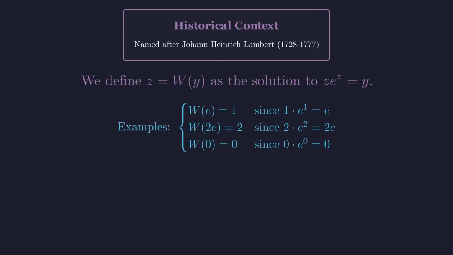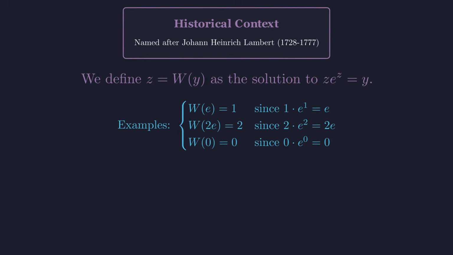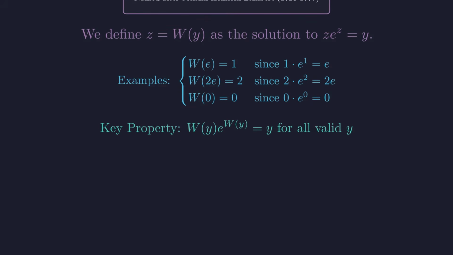W of e equals 1, because 1 times e to the first power gives e. W of 2e² equals 2, because 2 times e squared gives 2e². And W of 0 equals 0. The defining property is beautifully symmetric. W of y times e to the power of W of y always equals y. This is what makes it the perfect inverse for our exponential logarithmic equations.